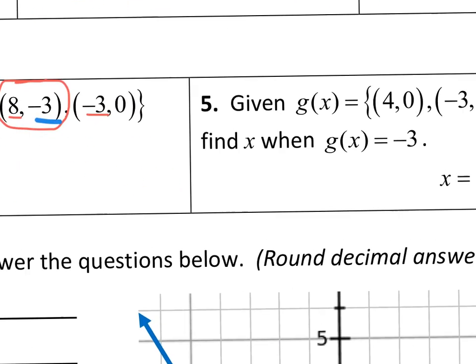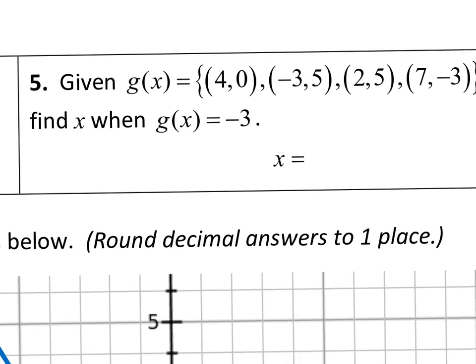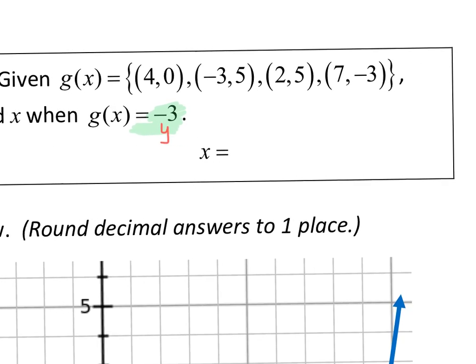Now in number 5, you're working a little bit backwards. It's asking you when g of x equals negative 3, and that negative 3, because it's after the equal sign, is going to be a y value. And so let's write a little y over here to remember that. And we're going to look at each of the y values to see where one of them is negative 3, and it would be this last ordered pair here. And so the x value that corresponds is going to be the x value of our answer, so x equals 7 from that x value right there.